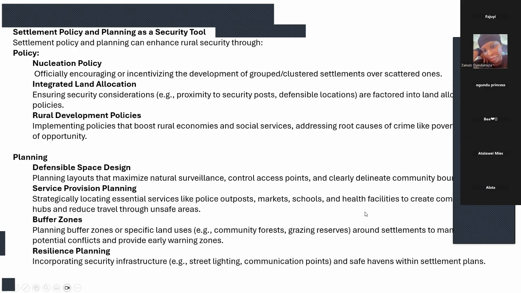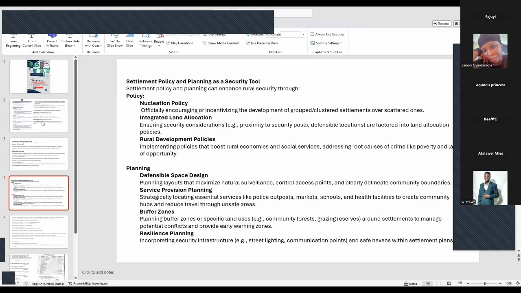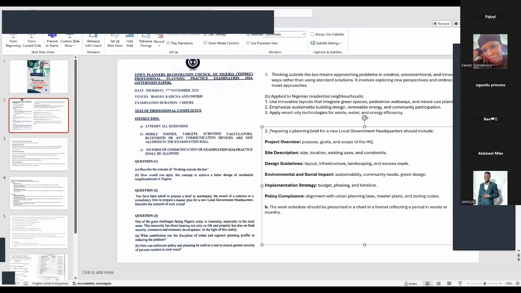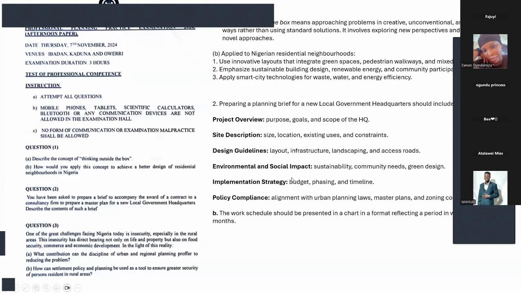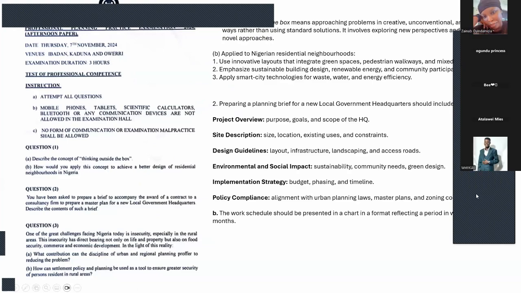Okay, so thinking outside the box means bringing in something new, something that is not everywhere. Here we say thinking outside the box means approaching problems in a creative, unconventional way, a way that is very innovative, rather than using standard solutions. It involves exploring new perspectives and embracing new approaches.